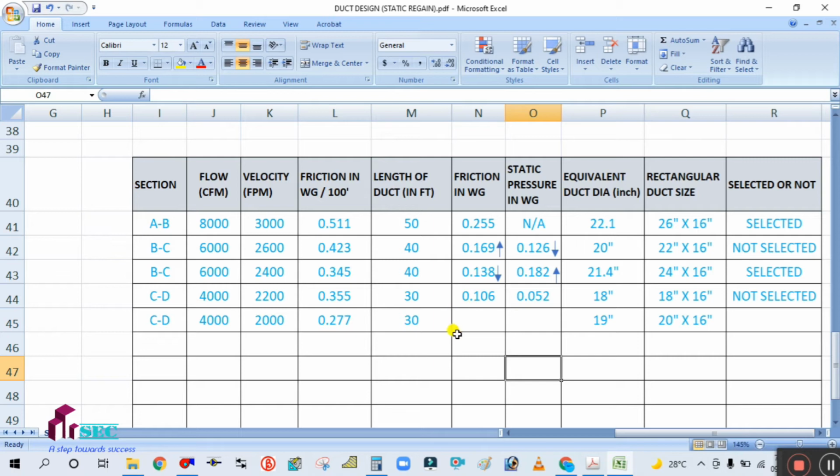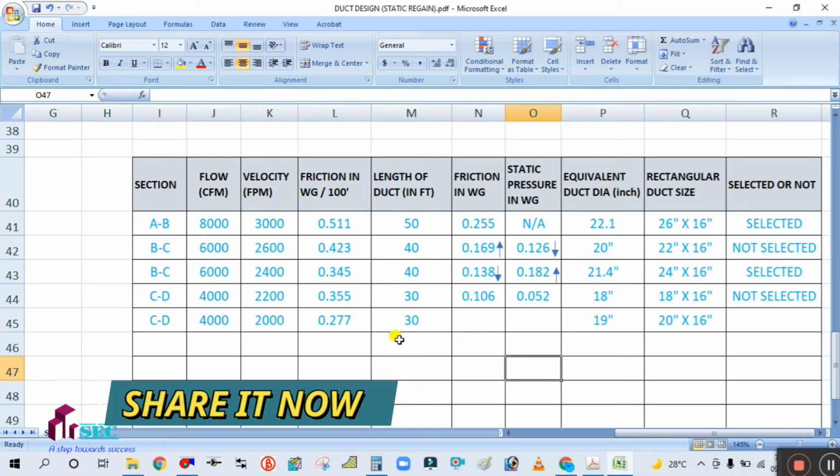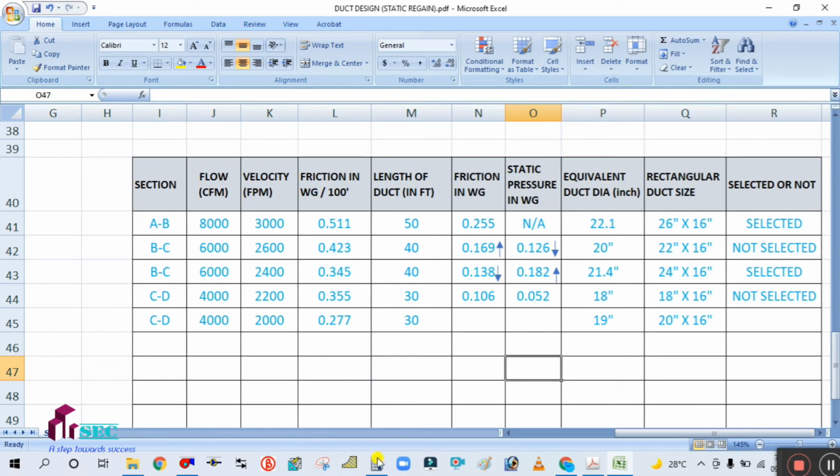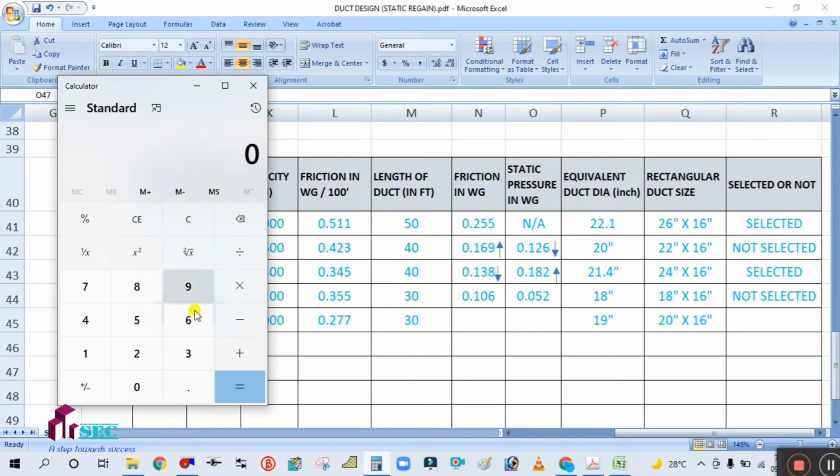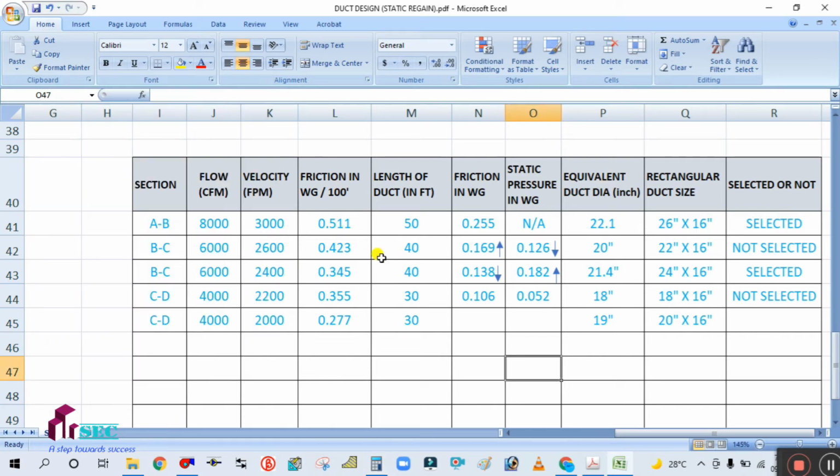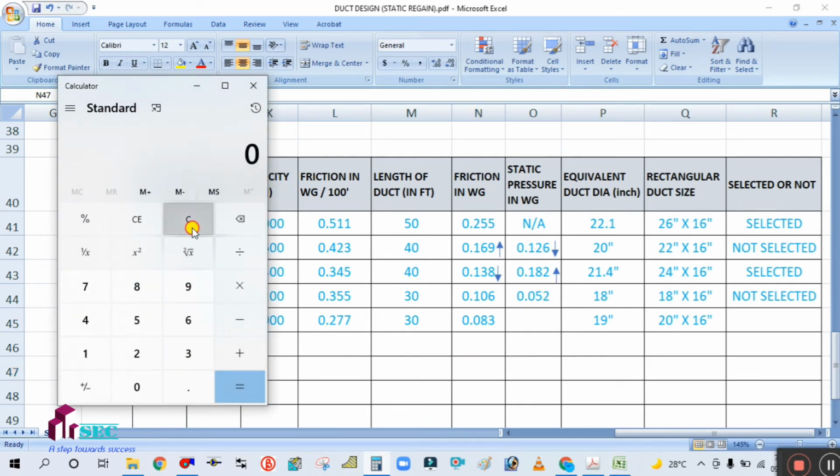Okay, so now we have to verify this friction loss for 100 feet. So for 30 feet, what will be your friction loss? So 0.277 into 30 divided by 100, 0.083. So here will be your 0.083. Okay, now we have to check the static pressure, static regain method.